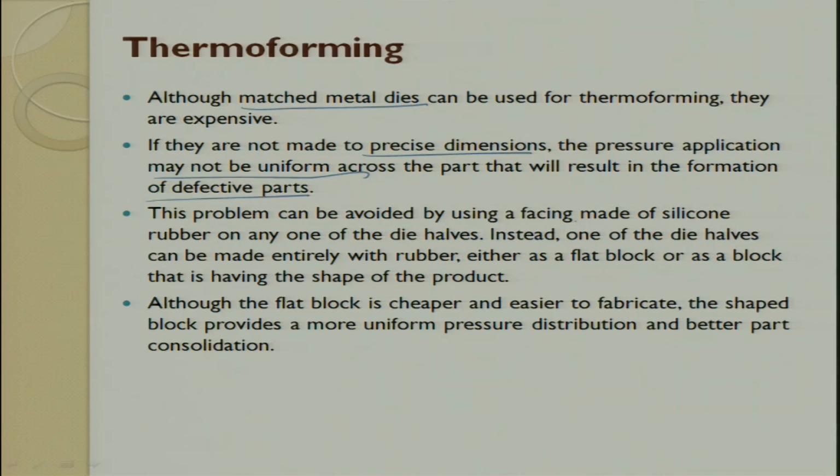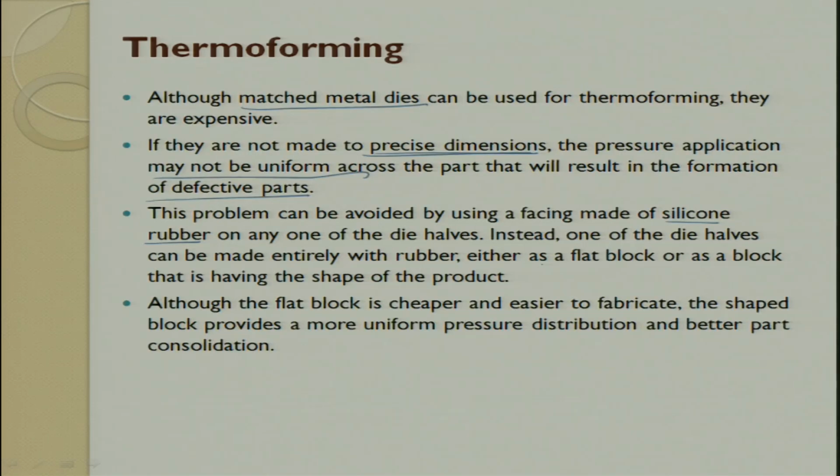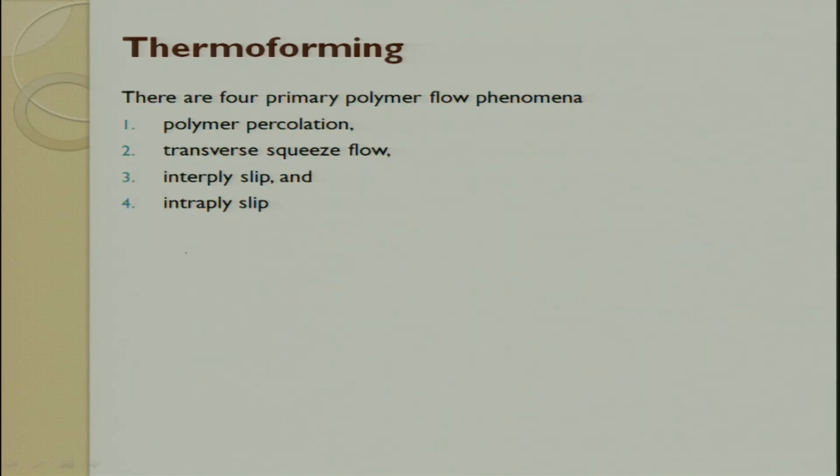So in order to have a proper consolidation, we would try to have silicon rubber on top of this metal die. Rather than this, you can always have a silicon rubber pad kept on top of it, so you can have better control on top and bottom. If you have only a bottom die, the process is going to be economical. If you go for a top die, it is going to be 2 dies, 2 parts, and it is going to be expensive.